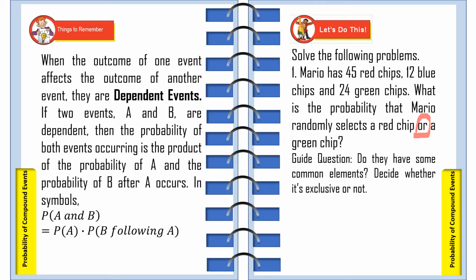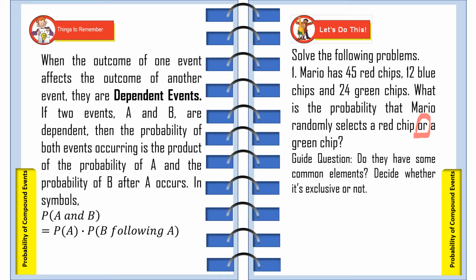Okay? Now, this will be a guide question. So, do they have some common elements? So, usually, lagi itatanong mo sa sarili mo kapag binasa mo tong problem: do they have some common elements? So, bakit? Kasi makaka-apekto yon sa klase ng events niya. So, it's kung ito ba exclusive or not.